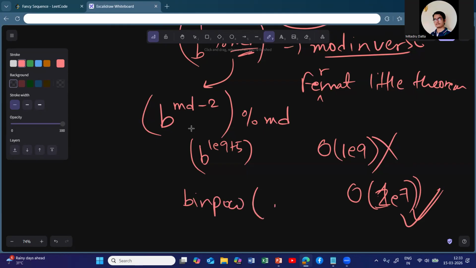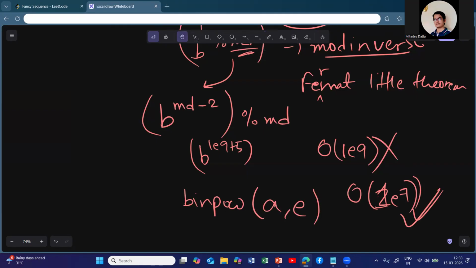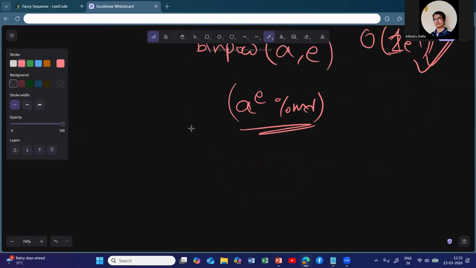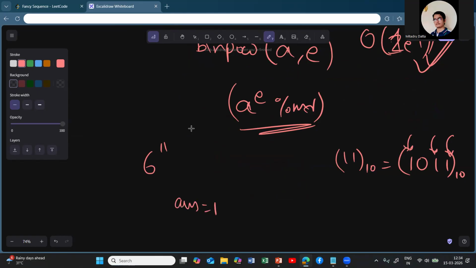Now a to the power e. Let's say you want to calculate something like a to the power e and whole modulo. You can write a binary exponentiation function. So how does that work? Let's say you want to do something like 6 to the power 11. If you try to write 11 in binary, it will be something like this. You can iterate through every bit, and whenever you get a set bit, you will update that power. Let's say your result is initially 1. This is giving you a set bit.